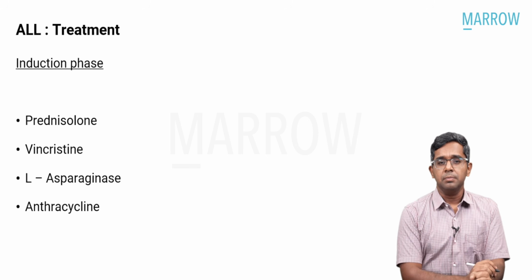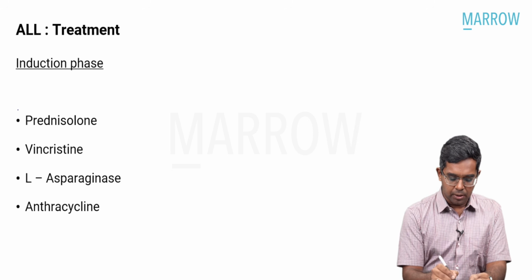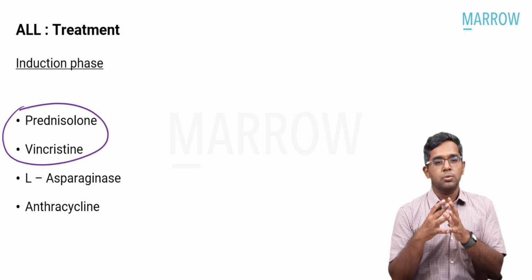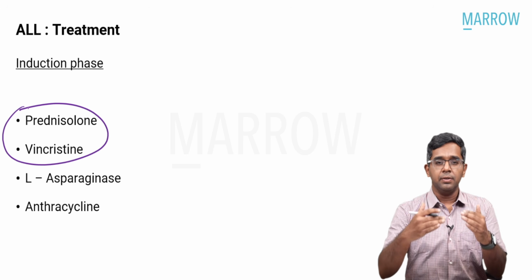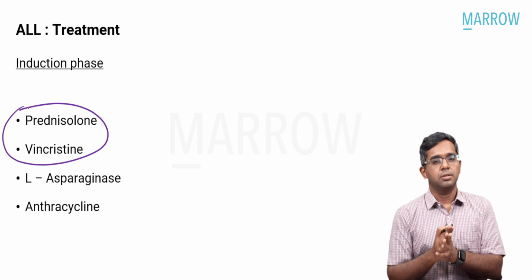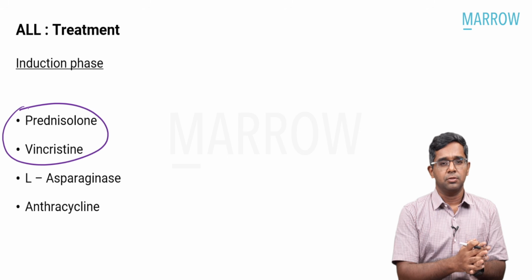Now, in our question, if you see the second option, it was containing prednisolone and vincristine. So, it is a treatment regime having 2 of these drugs with additional drugs also. So, that would be the best answer for this question.